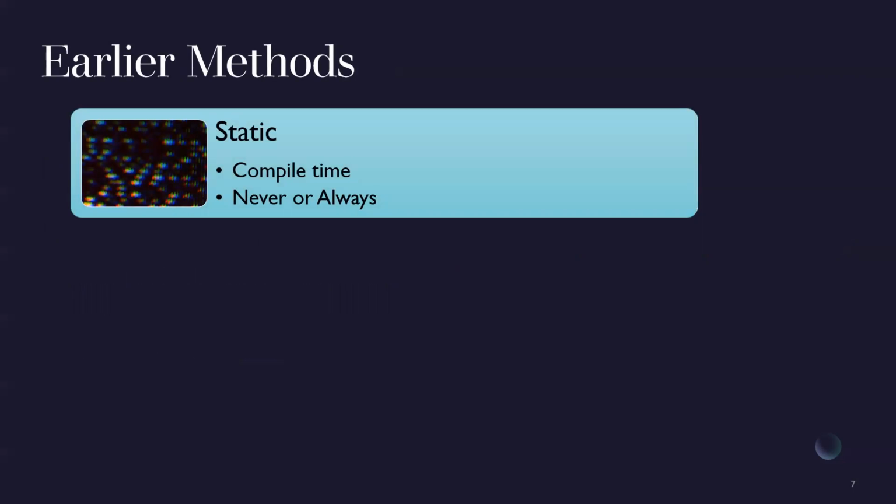So we started off by using static branch predictions, and this happens at compile time. And the way it works is the branch predictor will basically decide that a branch is either never taken or is always taken. That is the easiest way, and it's actually very fast because it happens at compile time for branch prediction to be done, but it's not the most accurate.